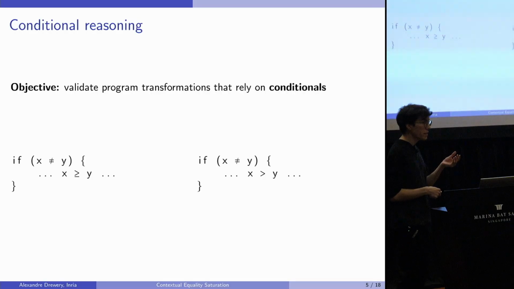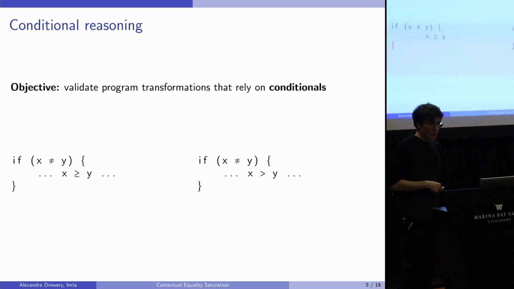I will want to validate some kinds of program transformations of a specific form. I want to correlate bodies of such form, x greater than or equal y to x greater than y. These two are not equivalent, but they are equivalent inside the check that x is different than y. So this is the form of program I want to correlate with this one. You can imagine different, maybe stronger transformations. This is the one I will use in this presentation.